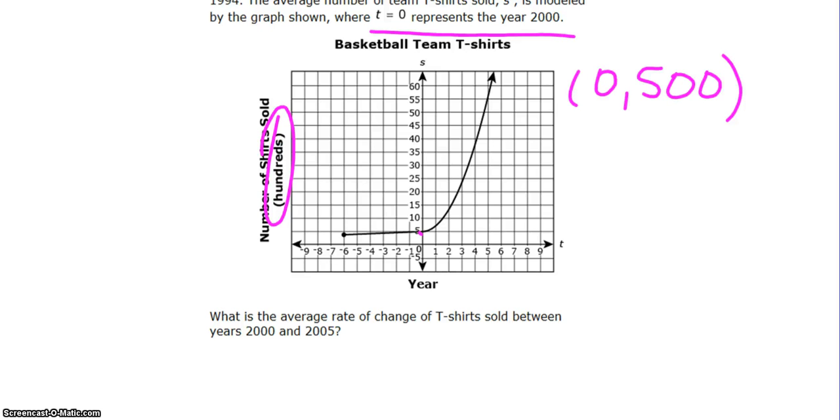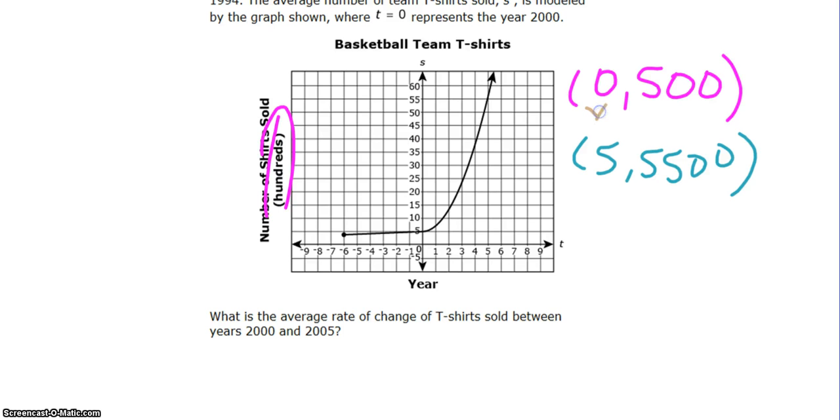So now we want to know in the year 2005. So 2000, 2001, 2002, 2003, 2004, 2005, we get 5,500 shirts. So in the year 2005, we sold 5,500 shirts. So now we have our 2 points necessary. We can find the average rate of change for the t-shirts sold in that time period.